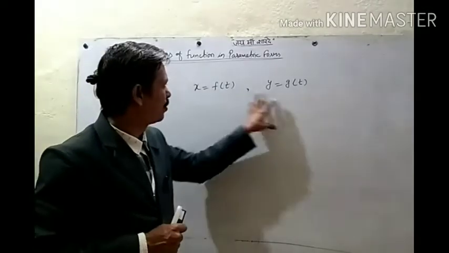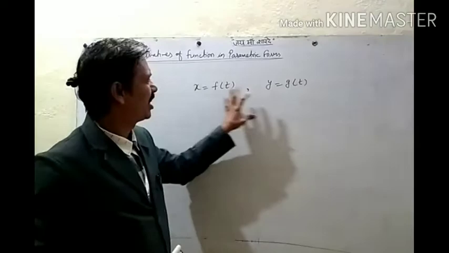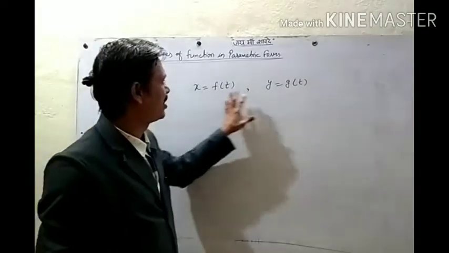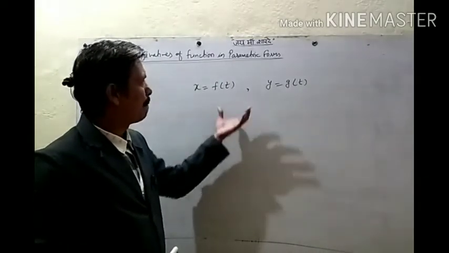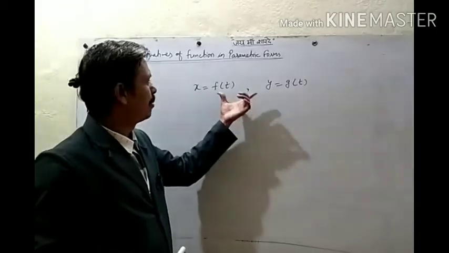Okay? And these forms are known as parametric form or parametric equation. X and y are called parametric functions, or you can say these are parametric equations. So now we will find derivatives of parametric forms. Derivatives of functions which are in parametric form.